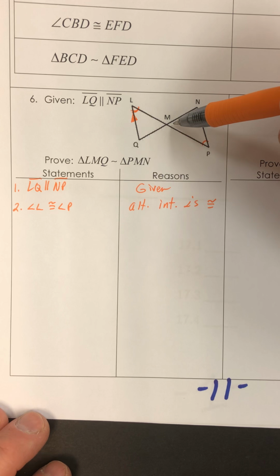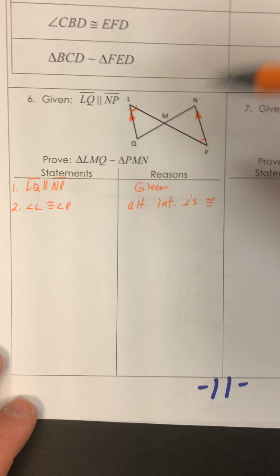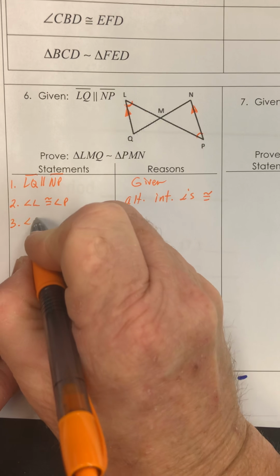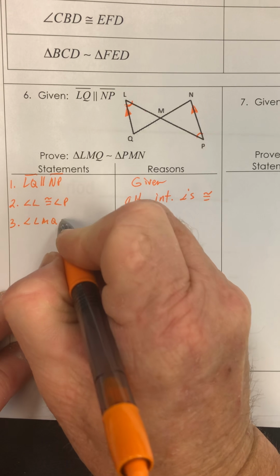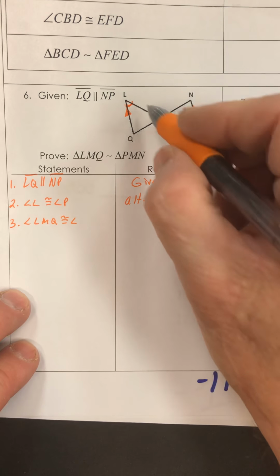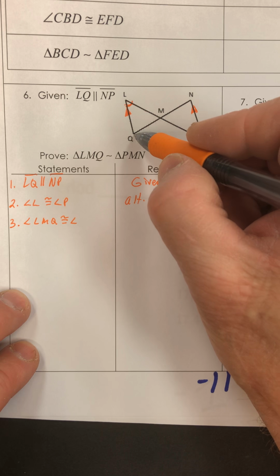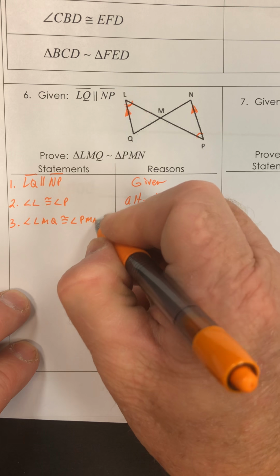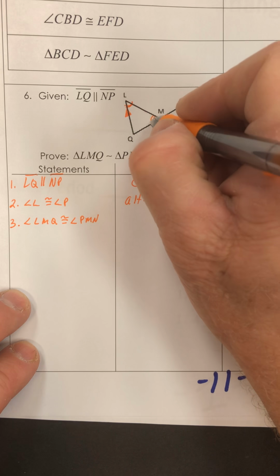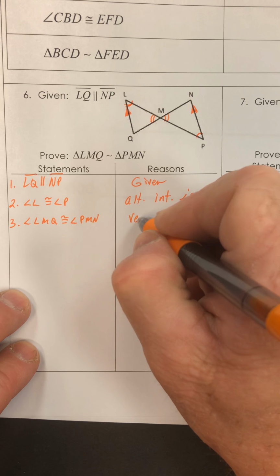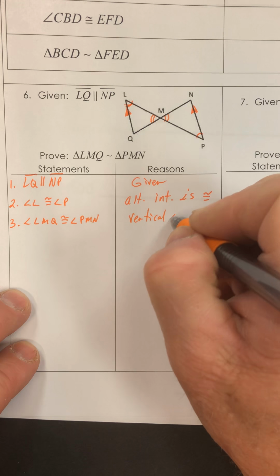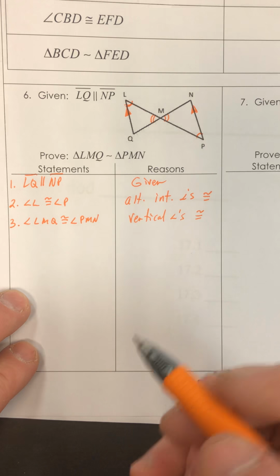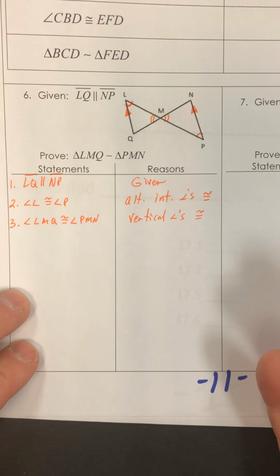You could go there and say, well, I'll write it down. This is one direction you could go. You could say angle LMQ is congruent to angle, if it's LMQ, then it would have to be PMN. Those 2 angles would be congruent because they're vertical. Vertical angles are congruent. Okay, now we have 2 angles, so the triangles are similar, because that's what we're trying to prove.